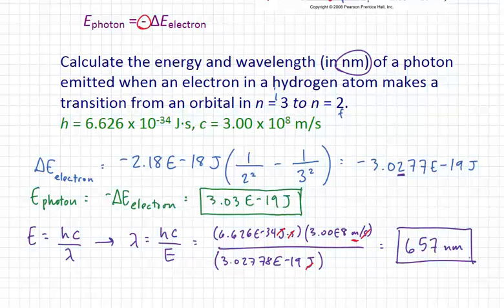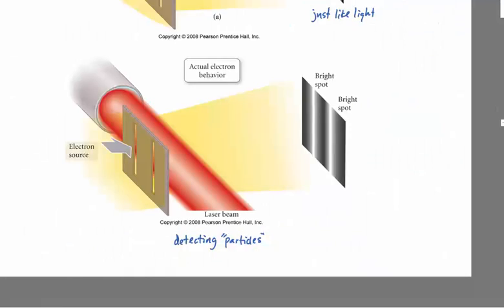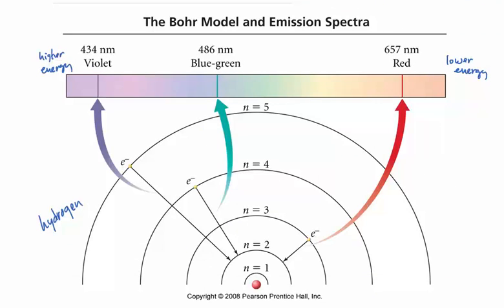Okay. Now, flip back 2 pages in your notes. Page with the concentric circles. What we just calculated was n equals 3 to n equals 2, and we got 657 nanometers. Where is it? Right there. N equals 3 to n equals 2. That page right there. Should have got 657 nanometers. Okay. What we just calculated was the photon of red light that's given out by hydrogen.